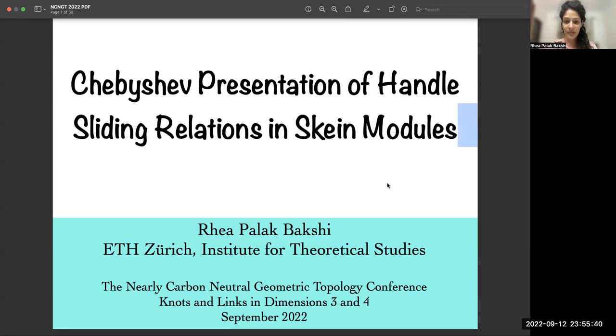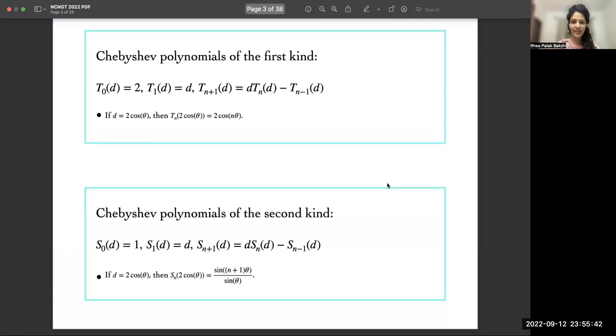So what are Chebyshev polynomials? They're primarily of two kinds. They both have the same recurrence relation, just the initial conditions differ. So for the first kind, we have T_0(x) equals 2, T_1(x) equals x. For the second kind, we have S_0(x) equals 1, S_1(x) equals x. And Chebyshev polynomials are related to two trig functions, and so these two equations over here give us how these polynomials are related to trig functions.